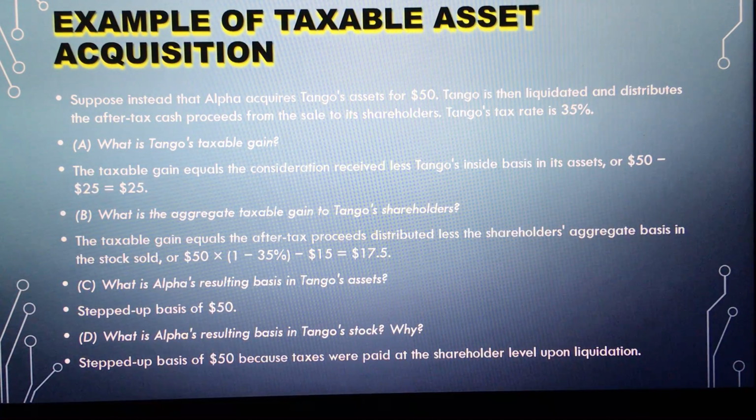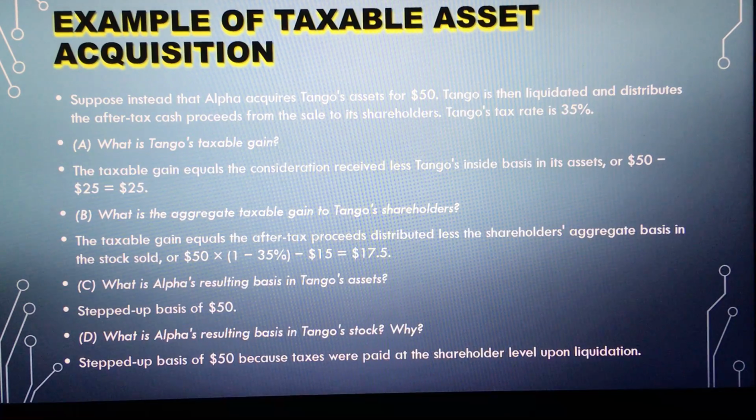Example of taxable asset acquisition. Suppose instead that Alpha acquires Tango's assets for $50. Tango is then liquidated and distributes the after-tax cash proceeds from the sale to its shareholders. Tango's tax rate is 35%. So, what is Tango's taxable gain? The taxable gain equals the consideration received less Tango's inside basis in its assets, or $25.